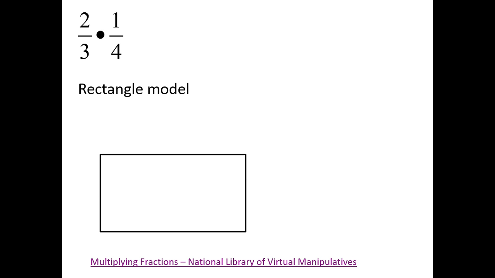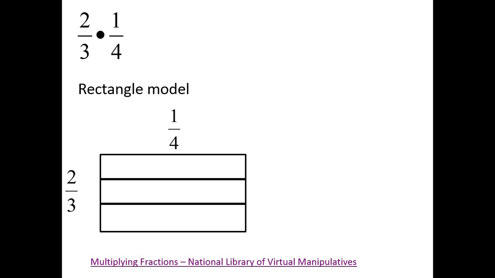Multiplying a fraction times a fraction is a little trickier to see. When we think of 2/3 times 1/4, we could say that that's 2/3 of 1/4, which we can actually show fairly easily using a rectangle model. So here's how that works. Here's our whole, and we need to think about what 2/3 and 1/4 would look like in that whole. 2/3 would be dividing the rectangle into 3 equal groups, and 1/4 would be dividing the rectangle into 4 equal groups.